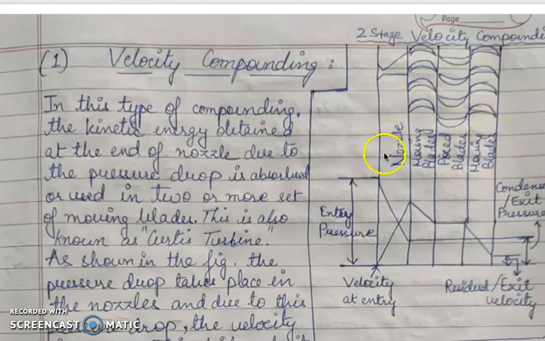So this portion is the single stage impulse turbine. I am talking about everything up to this line. What is happening? Pressure drop is taking place inside the nozzle. This is the entry pressure from the boiler. The steam at high pressure enters the nozzle where the pressure drop takes place, and at the expense of that the velocity is increased. So steam comes in at high pressure and low velocity, and leaves at low pressure and high velocity.